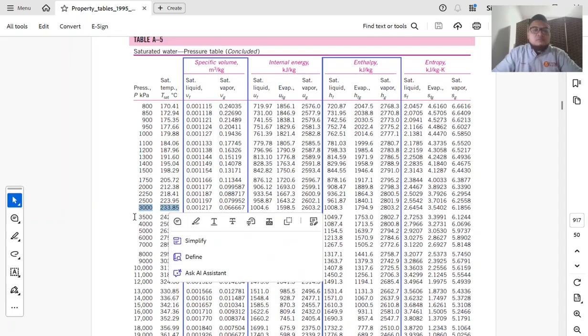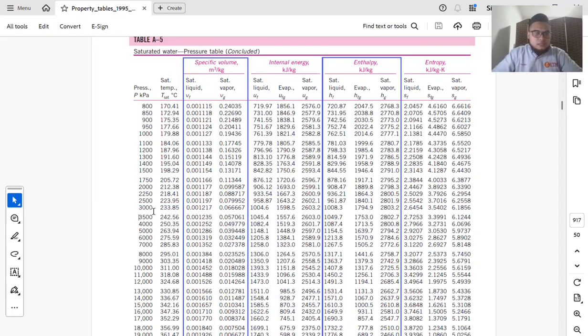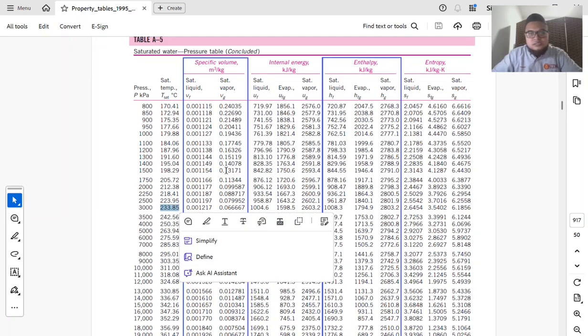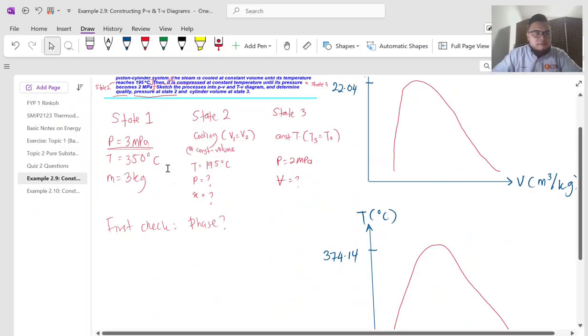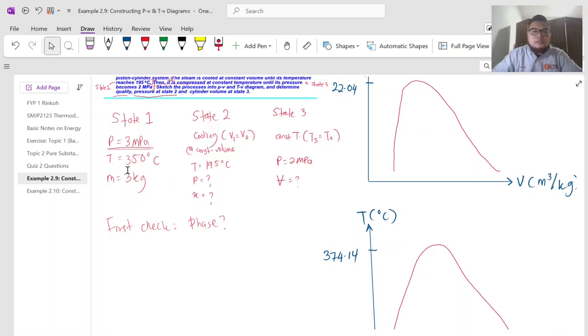Kilopascal, right? Now we see that the saturation temperature corresponding to that pressure is 233.85 degrees Celsius. Okay, so let's check our temperature. Is it more than that? Yes, it is. 350 degrees Celsius is way higher than the saturation temperature, meaning it's higher than the temperature required to turn that water into steam.